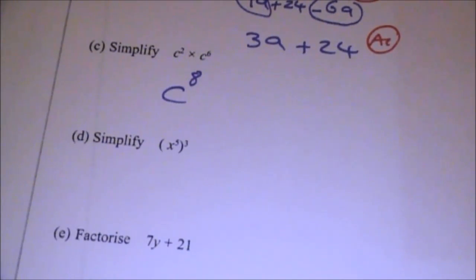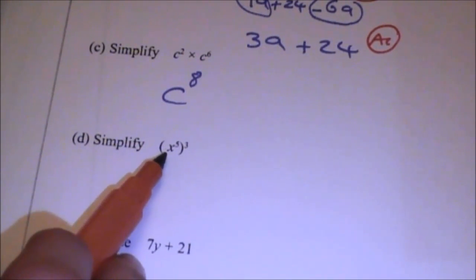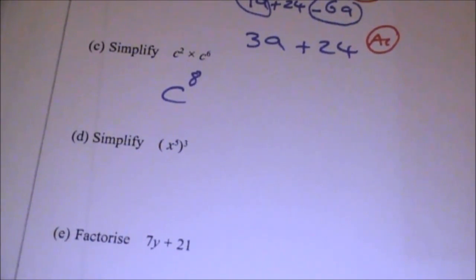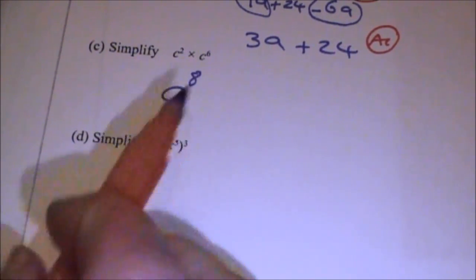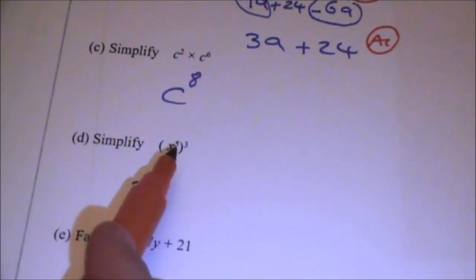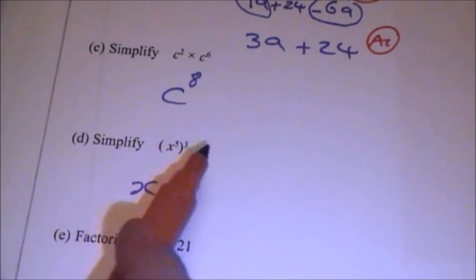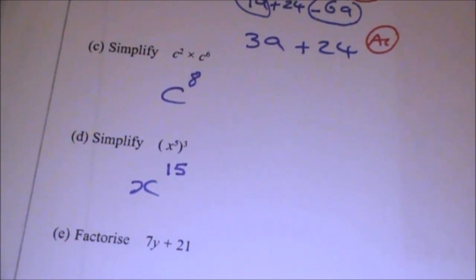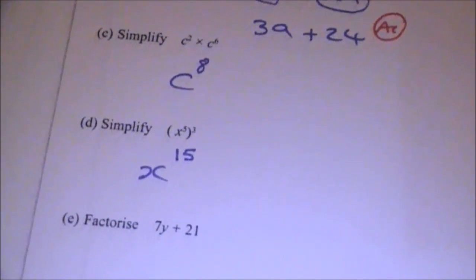Question D, again, index laws. This time, you've got x to the power of 5 to the power of 3. Now, we know brackets to mean multiply, generally. So this is no different. You keep the x as it is, and you multiply the powers. So it's 5 times by 3, which is 15. 1 mark.